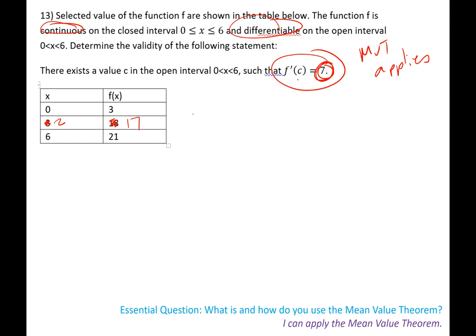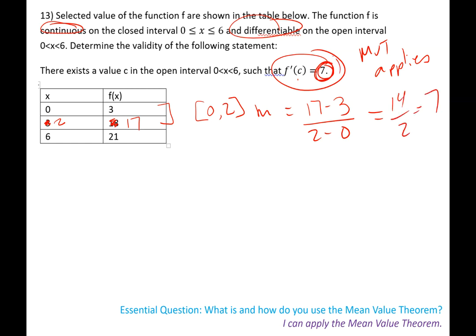So I'm going to look at this interval here first, from 0 to 2. So I'm going to do my y values: 17 minus 3 over 2 minus 0. 17 minus 3 is 14 over 2, which is 7. So that definitely worked. We actually fixed it, found it on the first try. So that one actually works, and this one would be true.